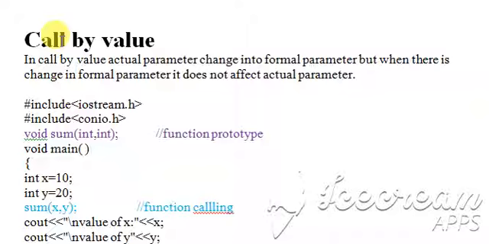Call by value. In call by value, actual parameter changes into formal parameter. But when there is change in formal parameter, it does not affect actual parameter. Let's understand first what are actual parameter and what are formal parameter.